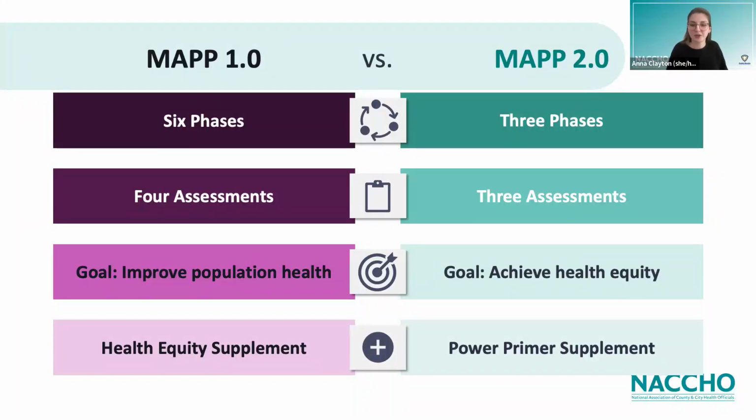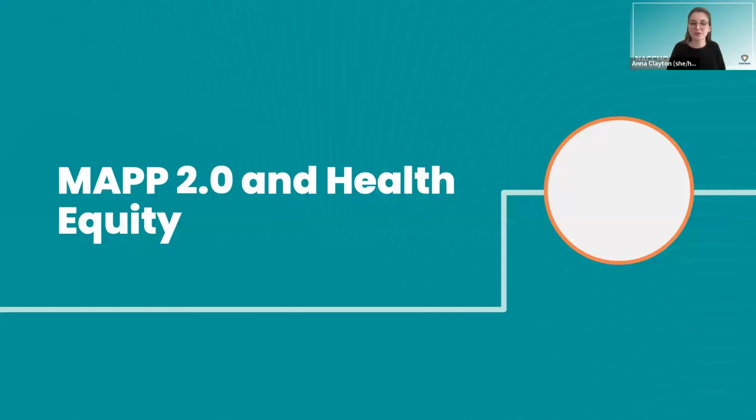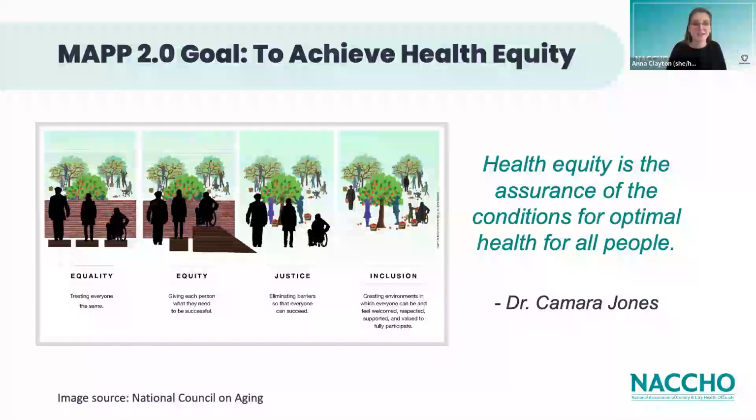And I'll continue on with our notes related to health equity. So as I said, the goal of MAPP 2.0 is to achieve health equity. And health equity is the assurance of the conditions for optimal health for all people.